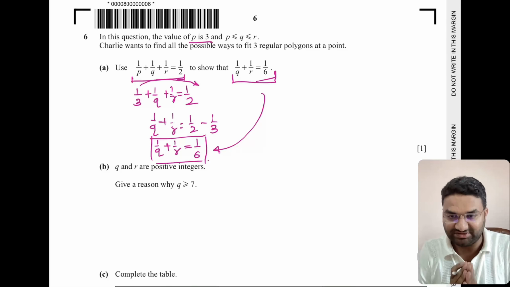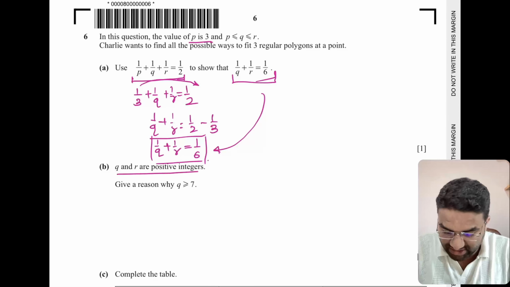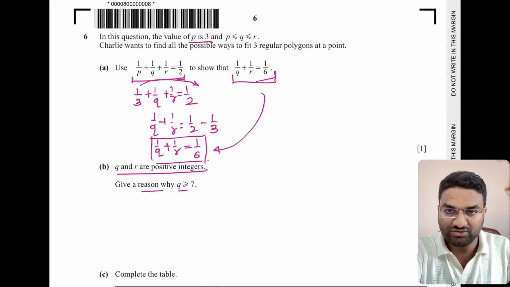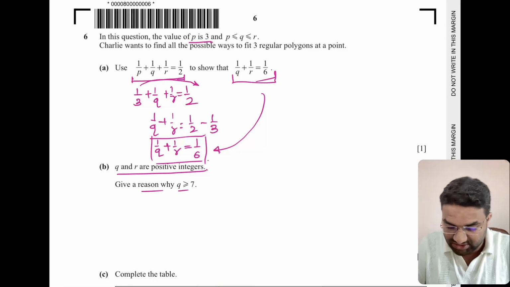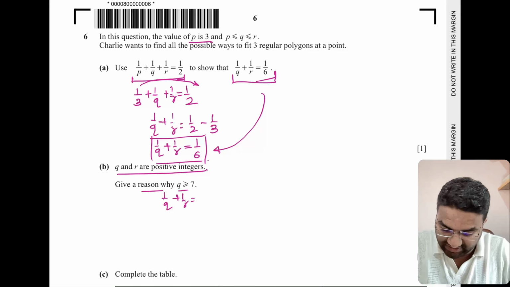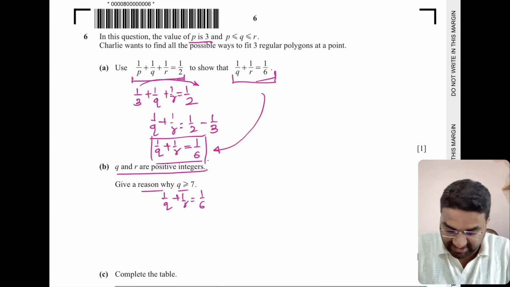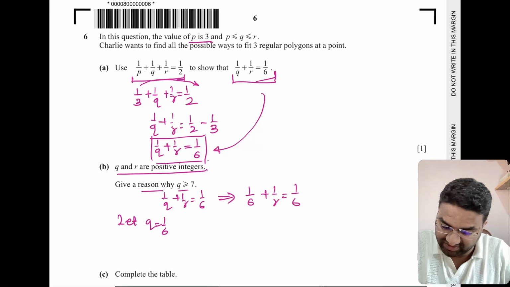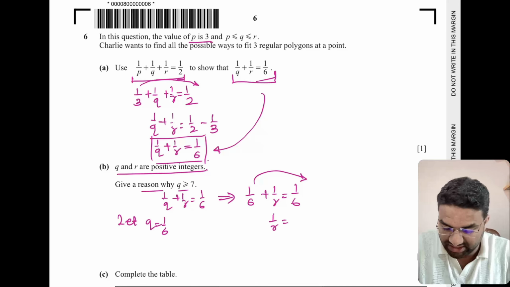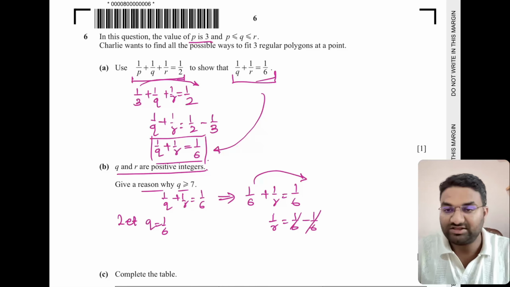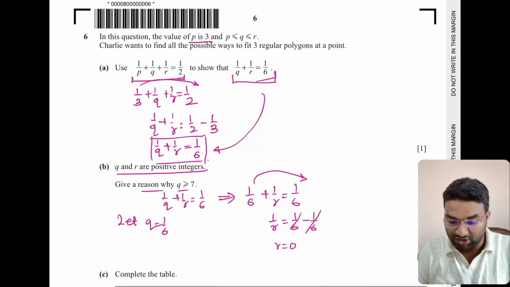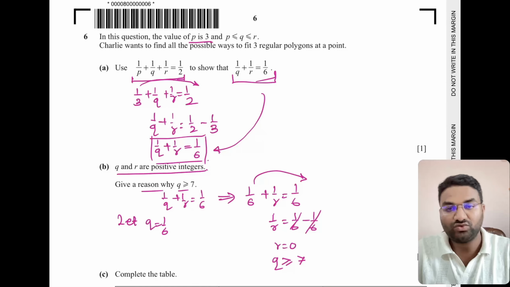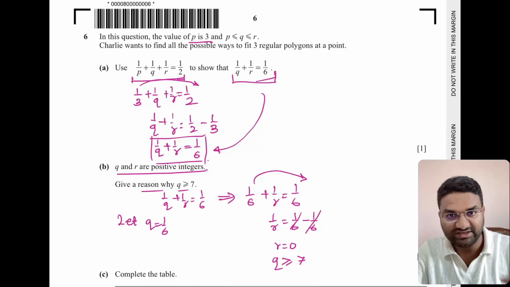Then next, here q and r are positive integers. Give the reason why q is greater than or equal to 7. So see here, we already got 1 upon q plus 1 upon r is equal to 1 upon 6. Now if you take, let's say, 1 upon 6 plus 1 upon r is equal to 1 upon 6, transfer it to the right hand side. 1 upon r is equal to 1 upon 6 minus 1 upon 6. This part gets cancelled out and the r value will be 0. That's why q must be greater than or equal to 7. That's a precondition, otherwise we'll get the 0 value.